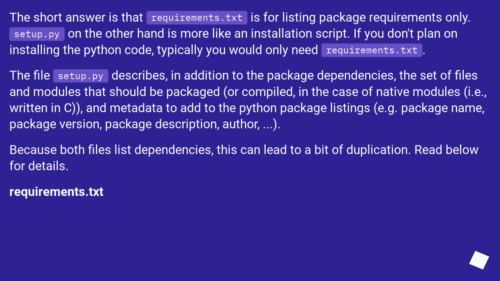The short answer is that requirements.txt is for listing package requirements only. Setup.py on the other hand is more like an installation script. If you don't plan on installing the Python code, typically you would only need requirements.txt.